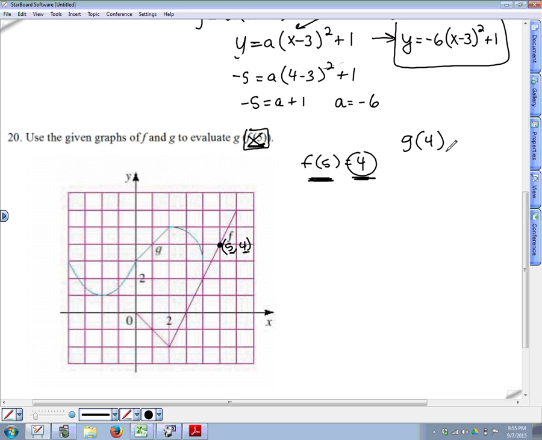So now you're evaluating the g function when x equals 4. So 1, 2, 3, 4. 1, 2, 3. It's about right there. So 3.5 looks like.